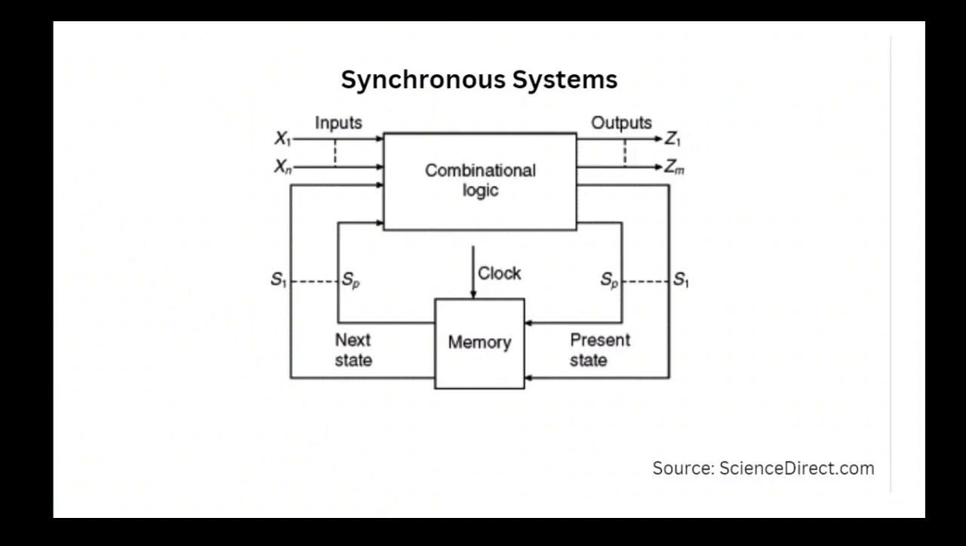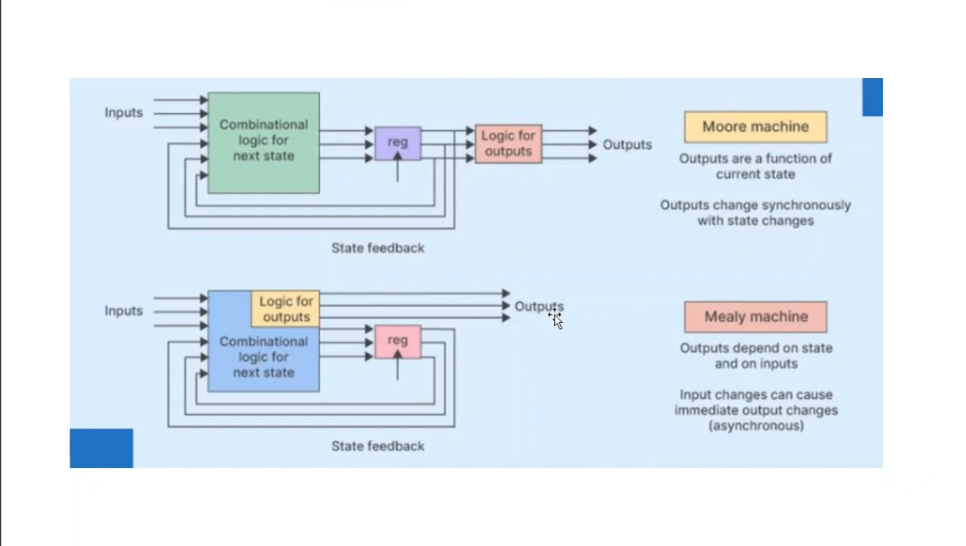The output logic can be simple, like the status of the register, or more complex, involving various logic. Now let us briefly touch on two types of synchronous systems, that is Moore and Mealy. In the Moore system, the output only changes with the state of the register, which is synchronized with the clock. In a Mealy system, the output can change based on both the state of the register and the external inputs, regardless of the clock.